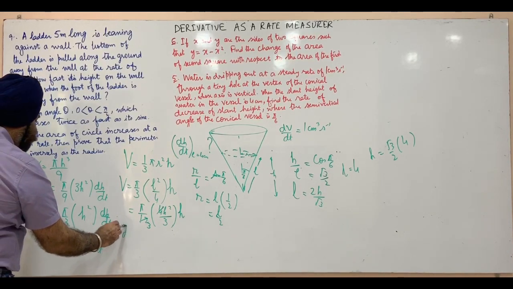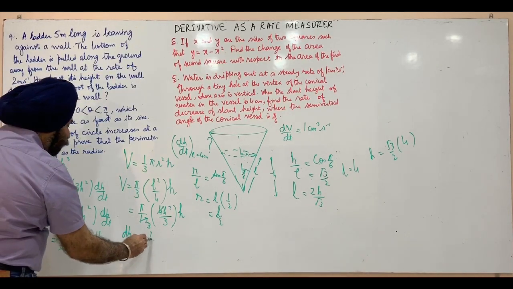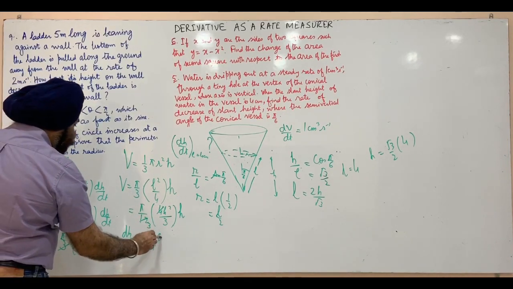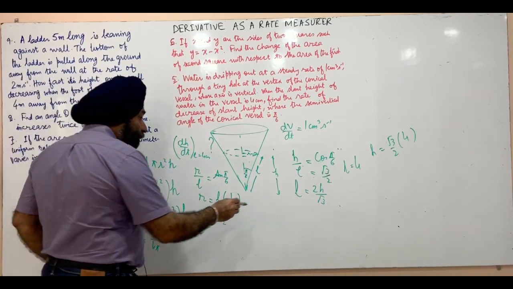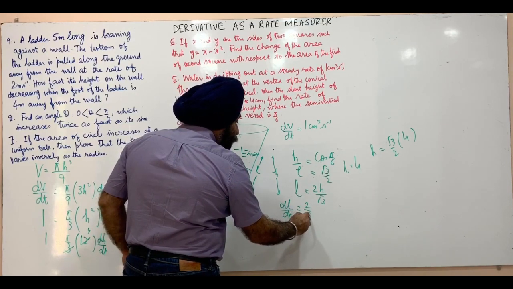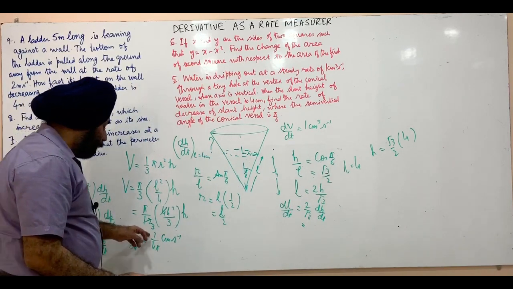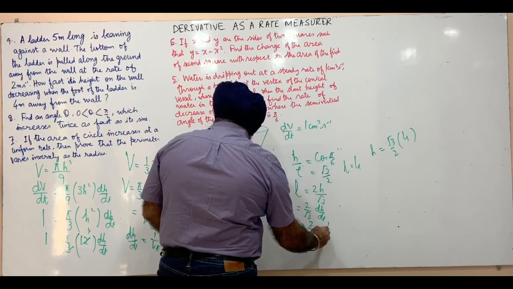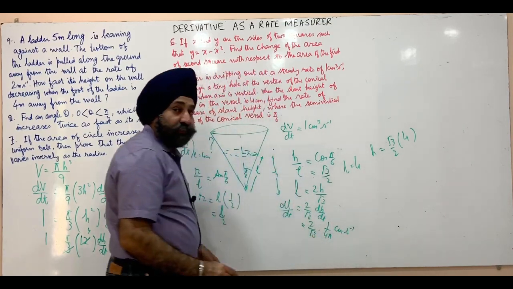This gives us dh by dt equal to 1 by 4 pi, and the units of dh by dt will be centimeter per second. Since we are to find out dL by dt, we differentiate this: dL by dt is 2 by root 3 into dh by dt. dh by dt from this is 1 by 4 pi, so 2 by root 3 into 1 by 4 pi, this will be so many centimeters per second. This is the answer.